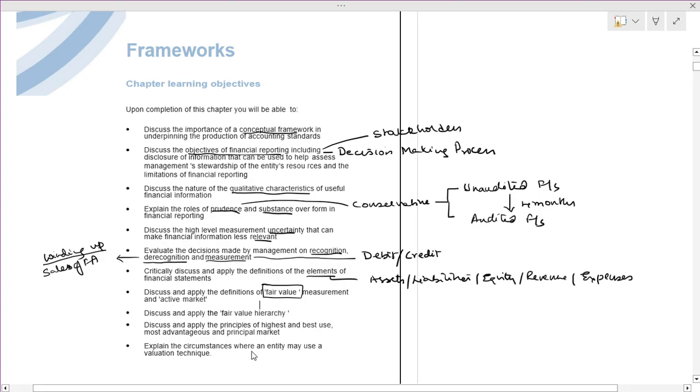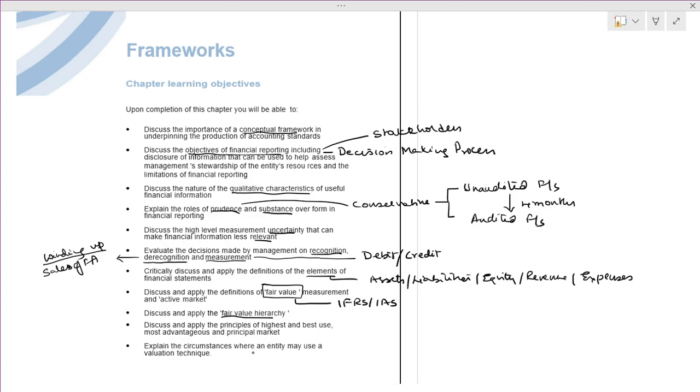We will cover the fair value in the context of IFRS. Whatever we are doing, we have to give in reference of IFRS, or we have to give reference in terms of international accounting standards. That is the reason we are talking in terms of fair value hierarchy, how the fair value assessments have to be done, what is the criteria to be fulfilled, and discuss the principles of highest and best use. What is the most advantage?